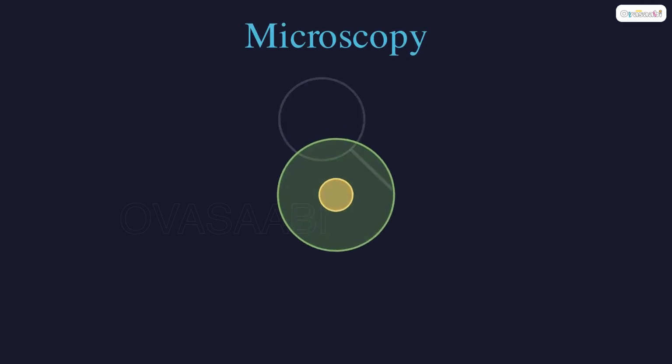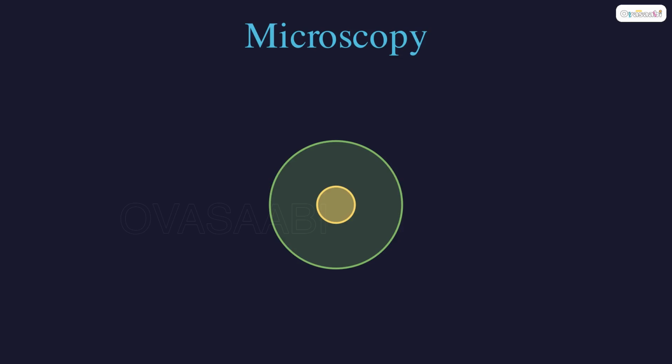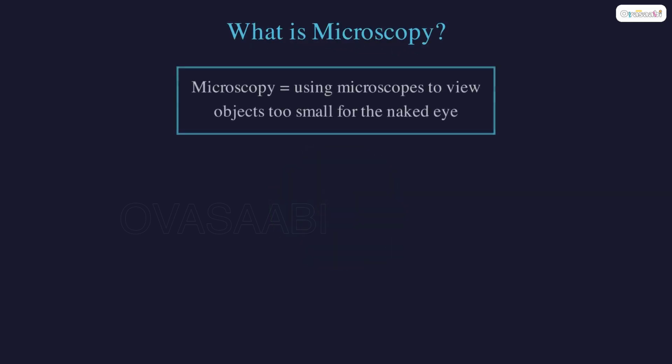Have you ever wondered how scientists see things smaller than a grain of sand? Today we explore microscopy, the science of seeing the invisible world. Microscopy is the use of microscopes to study objects too small to see with our eyes alone. It helps biologists explore cells, bacteria, and tiny structures inside them.